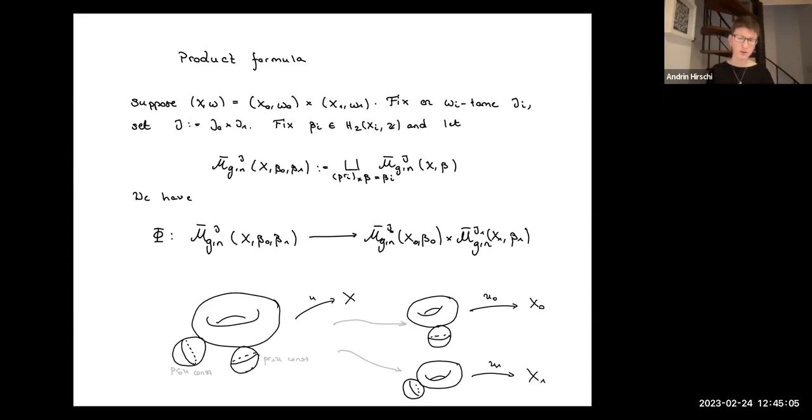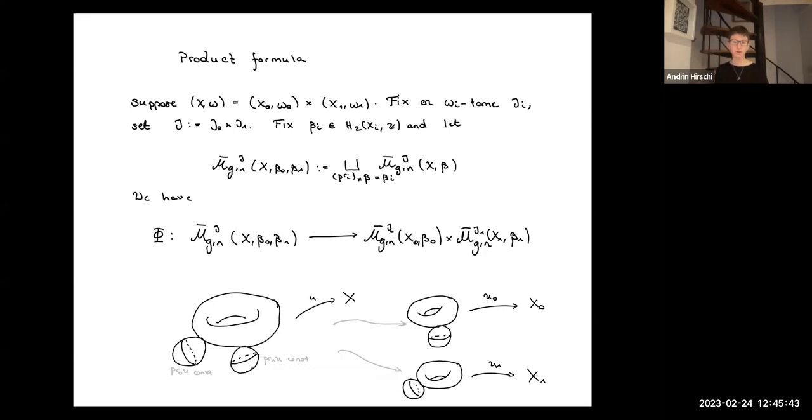We fix homology classes beta 0 and beta 1 of degree 2, and we let this moduli space on the left be the disjoint union over all moduli spaces of stable maps to X representing beta, such that the push forward of beta to X0 and X1 is beta 0 and beta 1 respectively. Now these projection maps also give projection maps from this moduli space on the left to, on one hand, the moduli space of stable maps to X0 and the moduli space of stable maps to X1. And we combine them to get this product map.